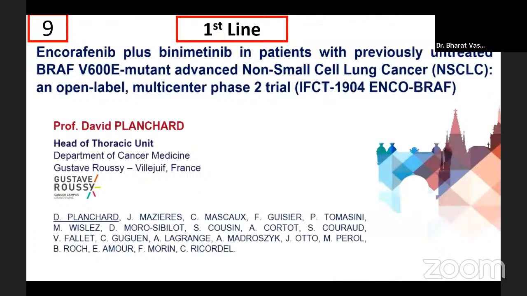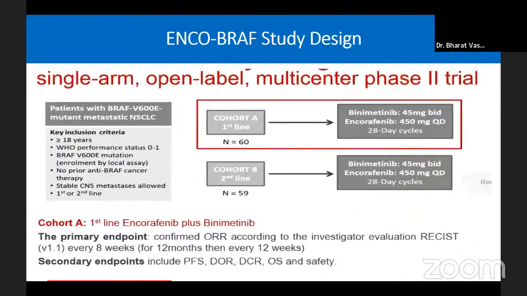The last, you have dabrafenib, trametinib. There is a new combination in BRAF V600 mutant as a first line in NSCLC. We have this drug in colon. Now this drug is also approved in non-small cell.